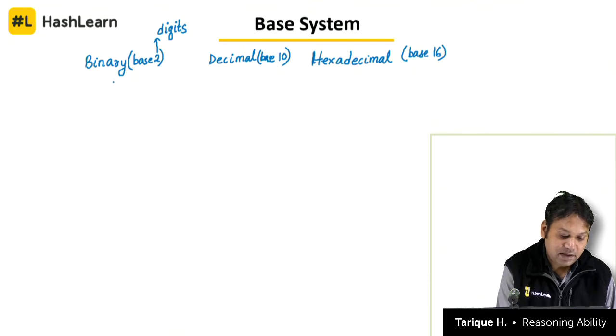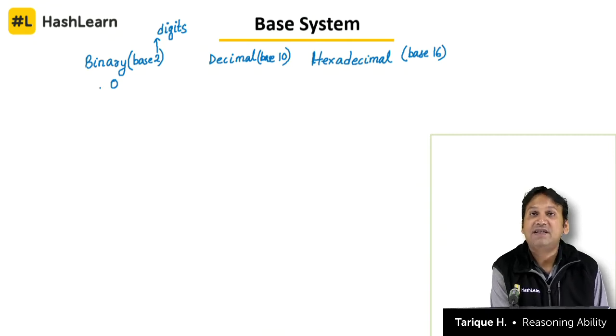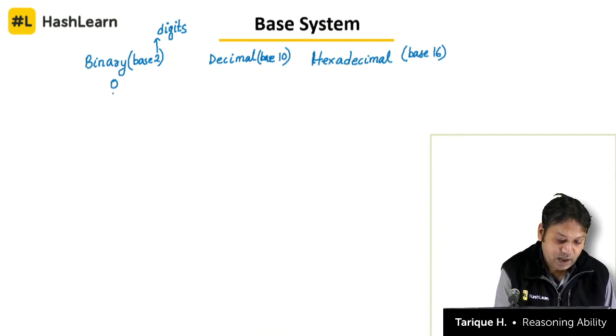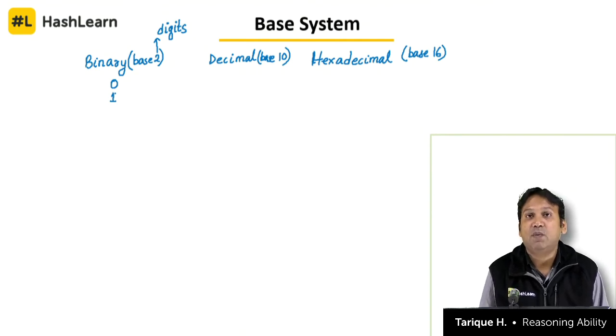In the binary system we start from 0. Every time we start counting we start from 0. So 0 is the first digit, and next is 1, and that's done. There's nothing other than 0 and 1 in the binary number system.